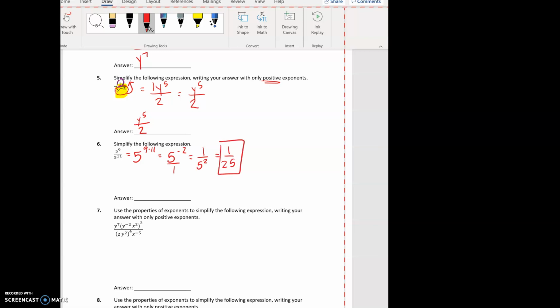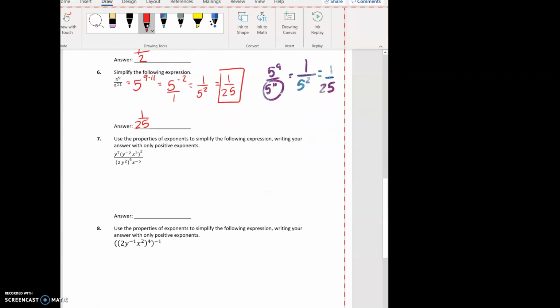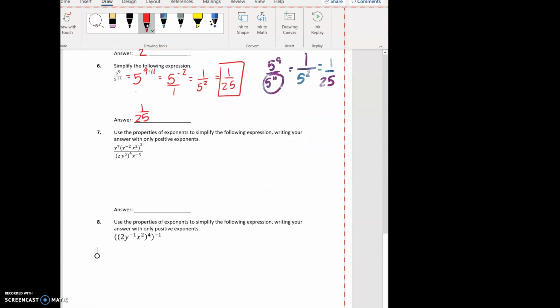So that's an answer. Another way to think about that problem could be if the larger exponent is in the denominator, our answer will also be in the denominator, and we can kind of subtract that way. So this would be 1 over 5 to the 11 minus 9 power, which is the 2nd power. So 1 over 25. Okay, it does not matter to me which way you do that problem, as long as you get 1 over 25 as your answer. All right, now we're going to get into a few harder problems here.